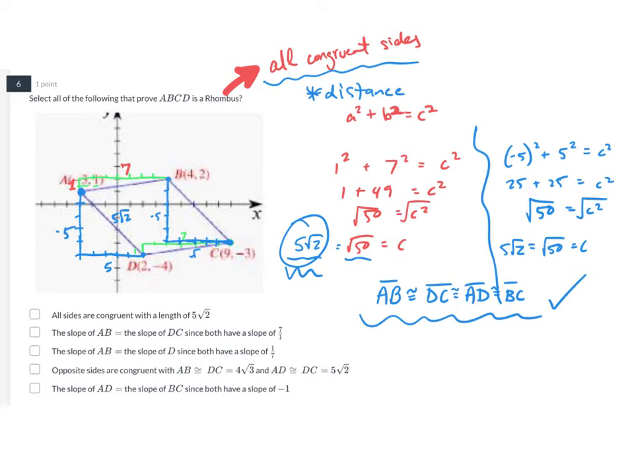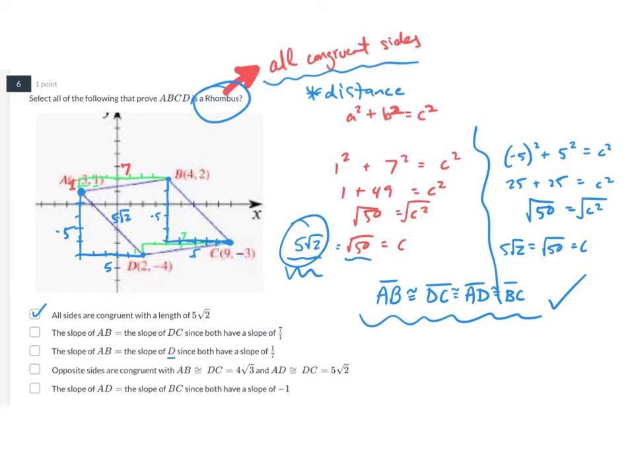So if I had to choose from these answer choices: all sides are congruent with a length of 5 square root of 2. That's true. The slope of AB equals the slope of DC. Hey, that's true, but that's not why it's a rhombus. We want, why is it a rhombus? Because all the sides are congruent. The slope of AB equals the slope of D. That doesn't even make sense. The slope of D? What? I think that's probably a typo. Opposite sides are congruent.